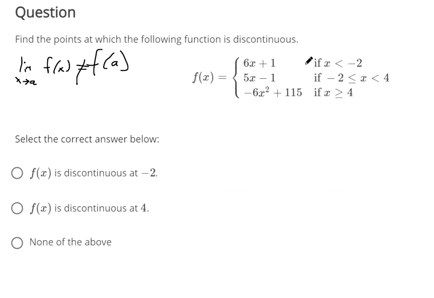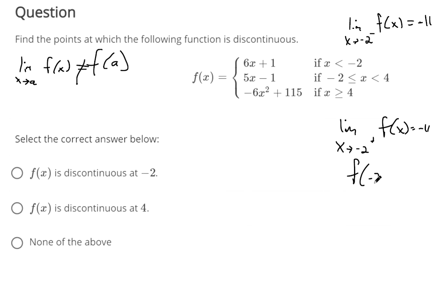So at x equals -2, the limit as we approach -2 from the left, I'll write out the notation. The limit as we approach -2 from the left is determined by this function here. So we can just plug in -2. -2 times 6 makes -12. -12 plus 1 makes -11. And the limit as x approaches -2 from the right is this function. So if you plug in -2, that's -10 minus 1, that makes -11. And now, so the limit exists. The limit is -11 as x approaches -2.